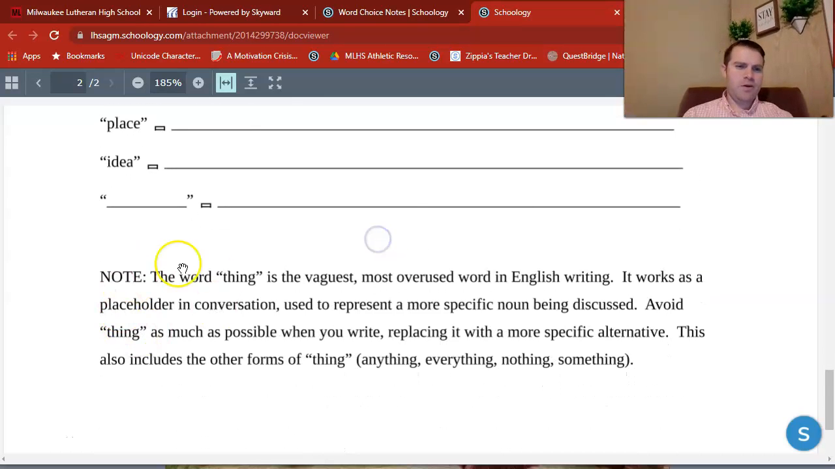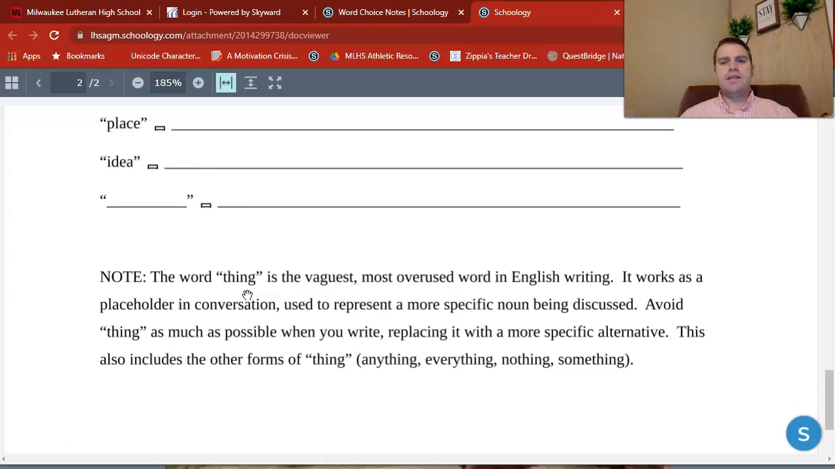The most important note of all, and the biggest noun that I want you to get rid of in your writing, is the word thing. The word thing is the vaguest, most overused word in all of English writing, and here's the reason why. I want you to think for a second. Come up with a definition for the word thing that does not use the word thing in your definition. Doesn't even matter how long you pause that video, because there's no way you came up with an adequate definition for the word thing.